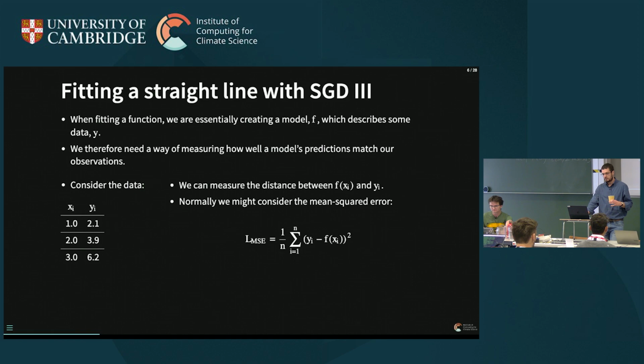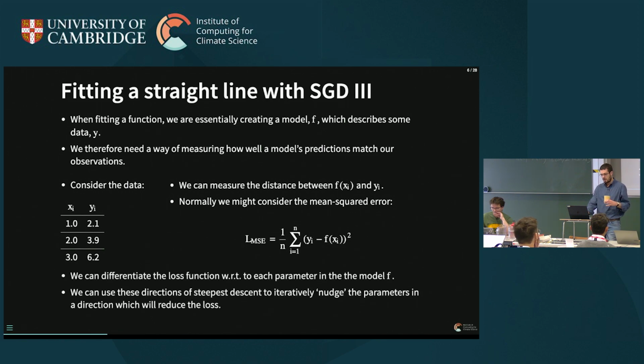And for a loss function to be appropriate for deep learning, it has to be differentiable. Then we can use stochastic gradient descent to try and minimize the loss function with respect to all of the parameters in our model. It's pretty simple. If you can differentiate the loss function with respect to a parameter, then you can use the direction of steepest descent to nudge that parameter in such a way that the loss comes downhill.